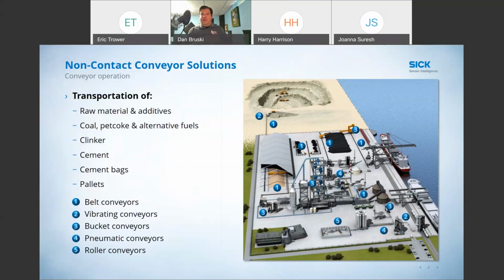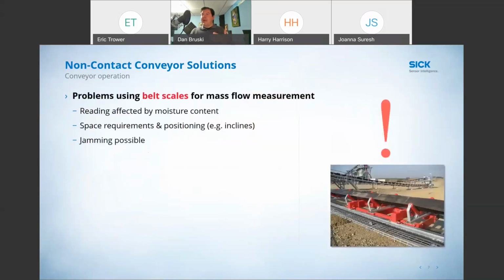So with all those conveyors and everything moving around, how do you determine how much material is being transported on these conveyor belts? Typically, mass flow on such a conveyor belt is determined by the use of belt scales. These belt scales are mechanical devices which either replace a short section of the belt or are mounted below the belt in between the belt support structures. These devices measure the mass flow by weighing the amount of material on the moving belt.